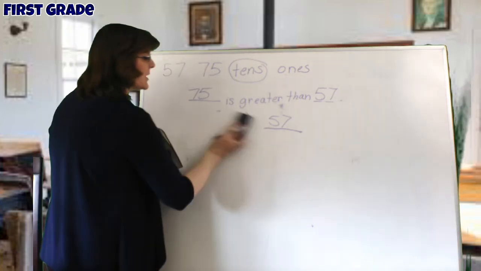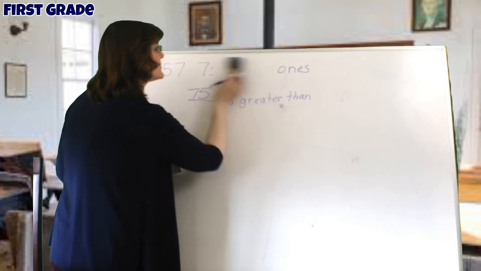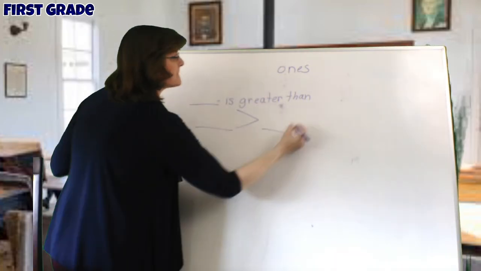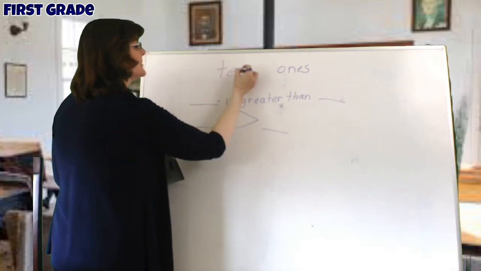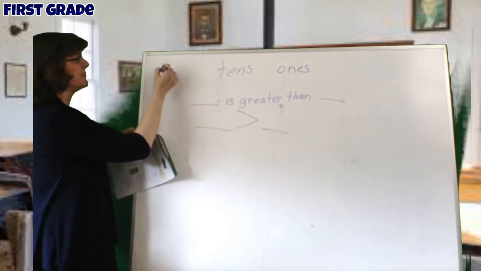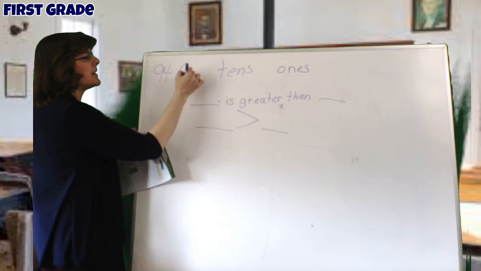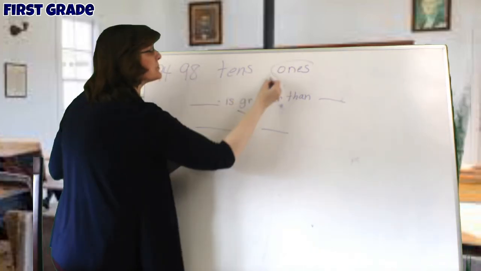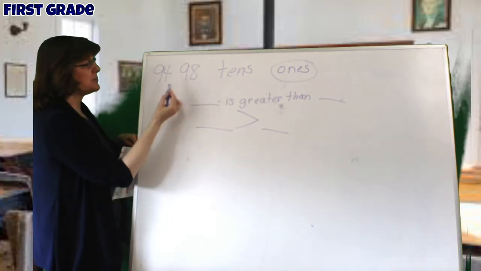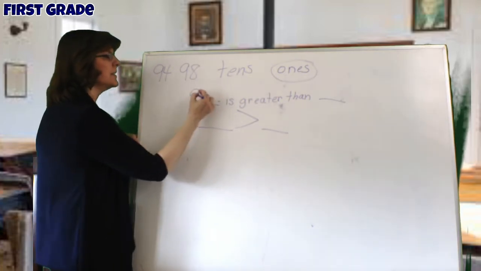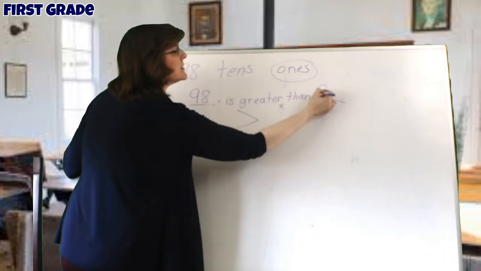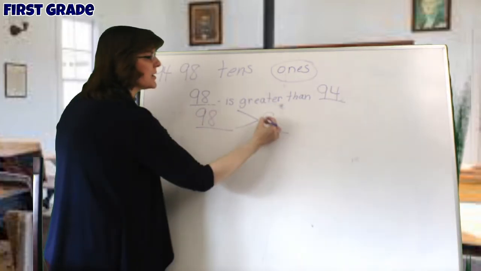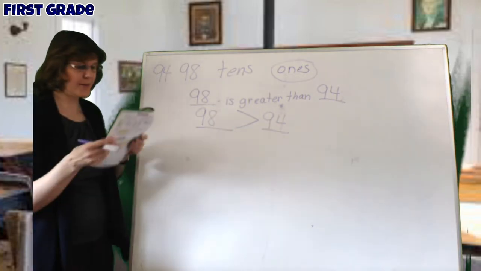We have one more like this. Let's fill in this one. And decide if we need the tens or ones. Our next one, we have 94 and 98. Well, the tens are the same, so now we have to look at the ones place. And an 8 would be more ones than a 4. So 98 is greater than 94. The mouth is opening to the large number. 98 is greater than 94.